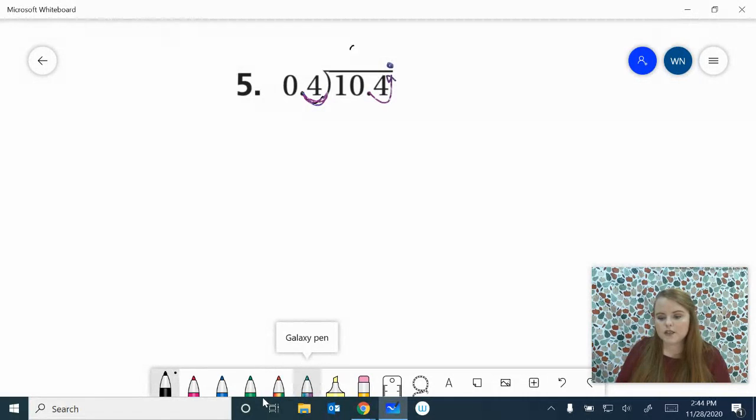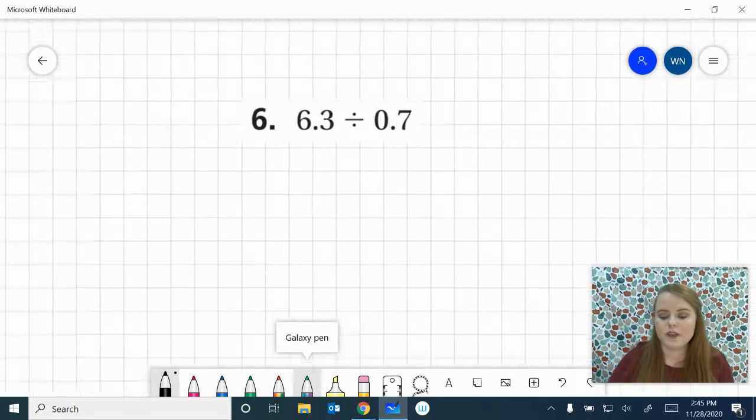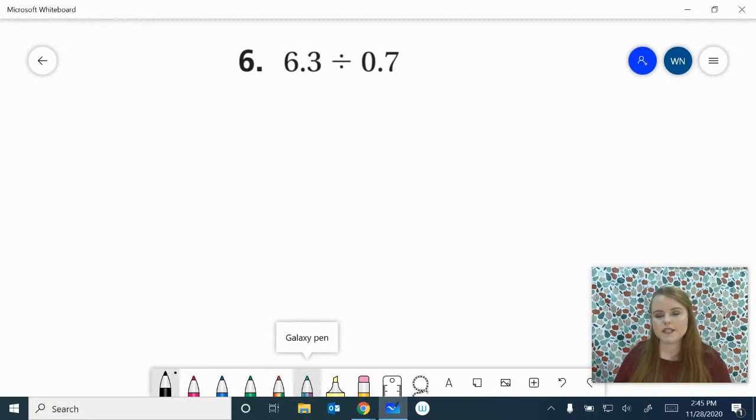10 divided by 4 is 2. 2 times 4 is 8. Let's subtract. Bring down that 4. 24 divided by 4 is 6. 6 times 4 is 24. Done. My answer is 26. Again, check your work. Number 6, 6 and 3 tenths divided by 7 tenths.